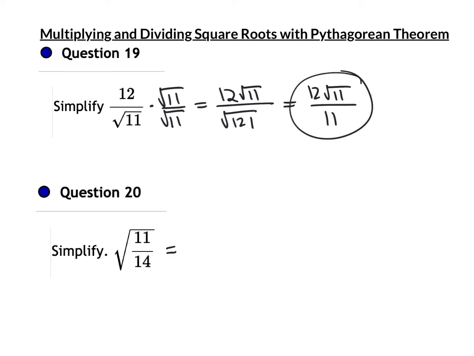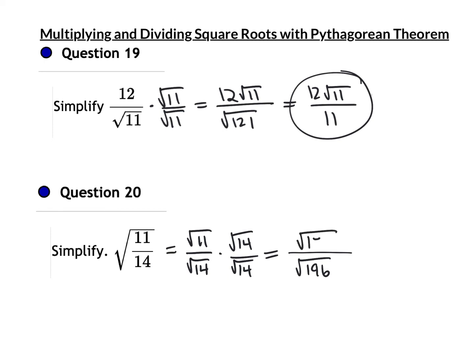Question 20. This is root 11 over root 14. I like splitting it up. I'm going to make a 1 with the denominator and multiply by root 14 over root 14. This is going to create a perfect square. This is the square root of 196, and 11 times 14 is 154, so root 154. The square root of 196 is 14, so this is over 14.